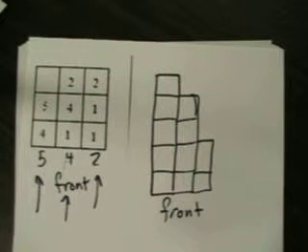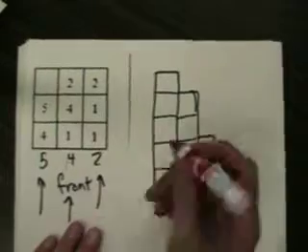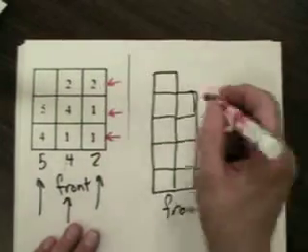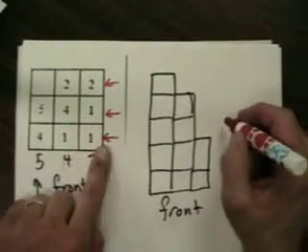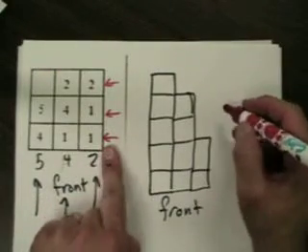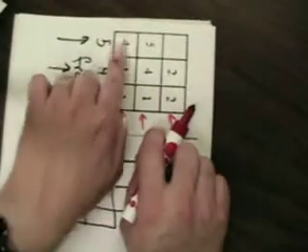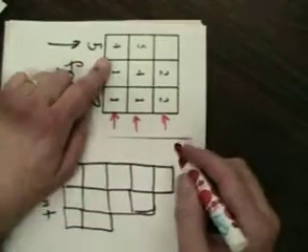Okay, let's do a side view. For fun, we'll use a different color. This time we're going this way, and this way. This will be our first column right here. It's almost as though I turned it like this now. What's the tallest column now? Well, the tallest column now is 4.